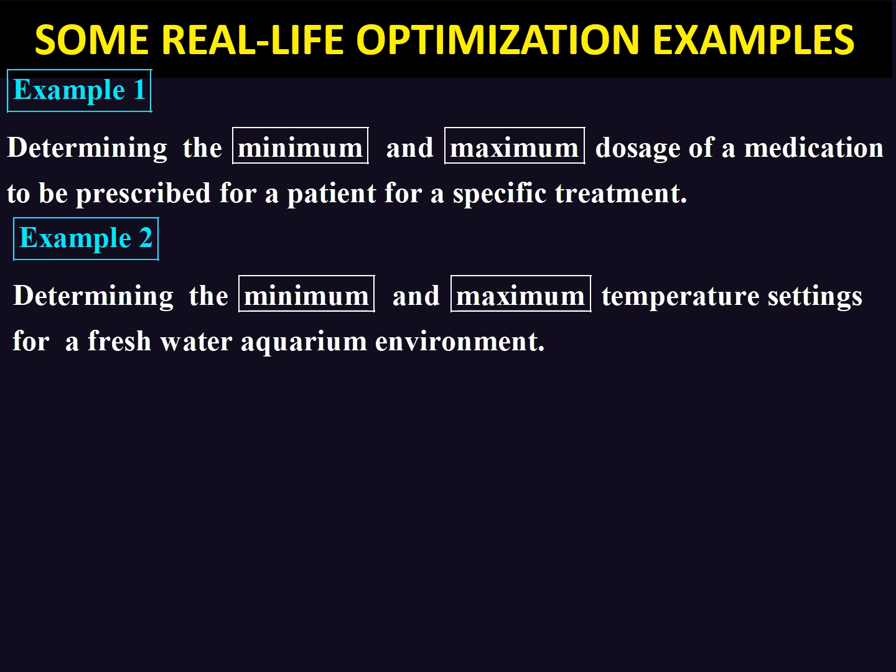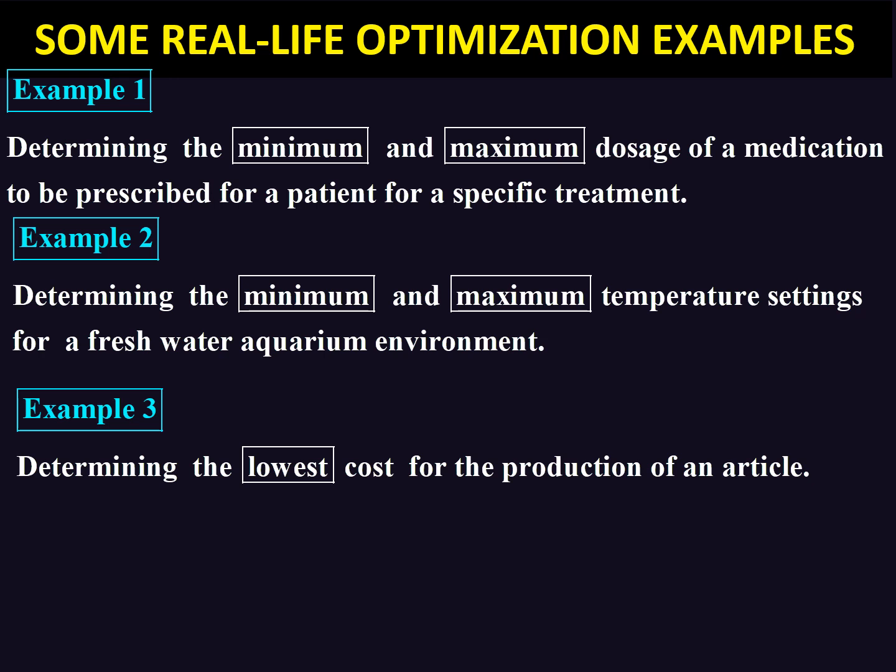Let's look at a freshwater aquarium. If the water in the aquarium is too cold, some of the fish or some of the plantation in there might not survive. On the other side, if the water is too warm, there might be other fish who might not survive.